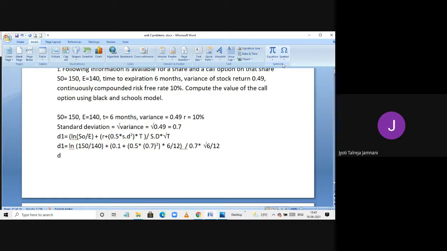Now how to solve it? We'll do it step by step. D1 is equal to, first you do 150 divided by 140. If we do, we get 1.0714, or you can directly find the natural log of it. You can press ln, that is natural log, then in the bracket write 150 divided by 140, bracket close. You will get the value 0.0689.